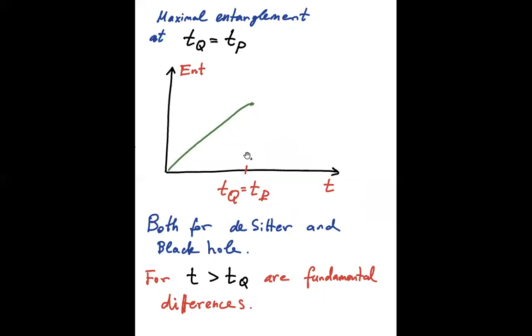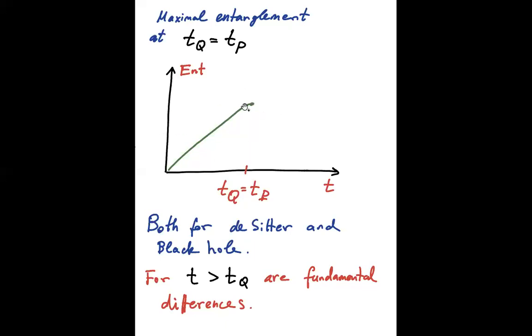So there is a maximum entanglement reached around quantum breaking time, which coincides with Page's time. Again, it's very interesting that this quantum breaking time is derived from completely different considerations, from the corpuscular picture, but it comes out to be Page's time. And in this sense, there is no difference between black hole and de Sitter.